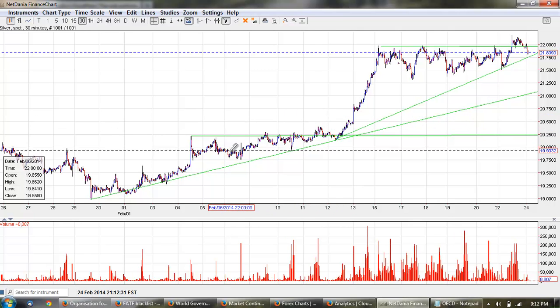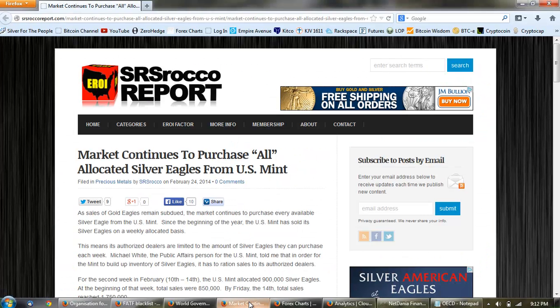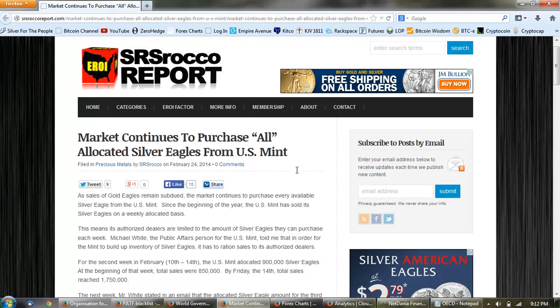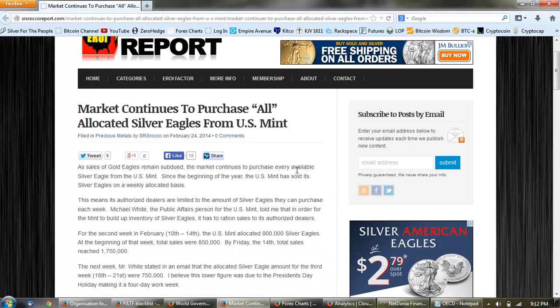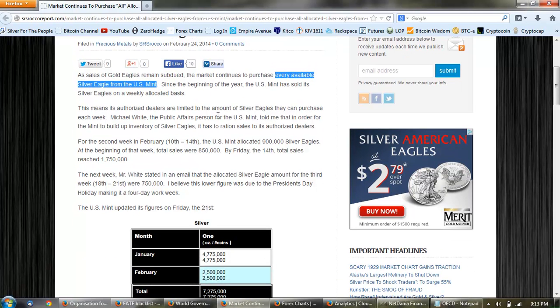Now, in the background of this is the real market, and this is a report out from SRS Rocco today. We know that the real market for silver eagles is in a shortage, and it has been for quite some time. Read some of this. As sales of gold eagles remain subdued, the market continues to purchase every available silver eagle from the U.S. Mint. Since the beginning of the year, the U.S. Mint has sold its silver eagles on a weekly allocated basis. Allocated, i.e. rationing, i.e. shortage, i.e. interference in the market. And I would say government-created shortage.